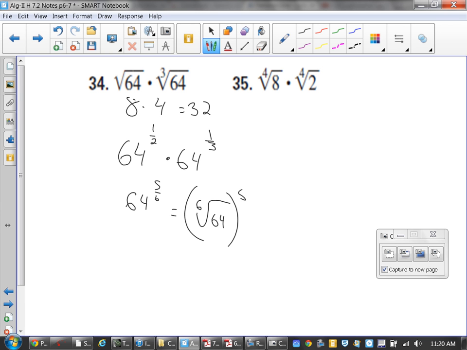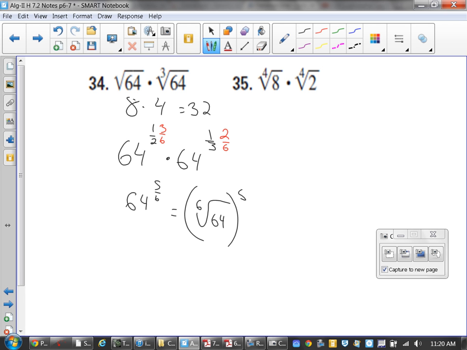Yeah. 32 is 2 to the 5th power times 2, so what's 64, the 6th root of 64? 2. And 2 to the 5th is? It's another way of doing it. How do you get 5/6 together? 1/2 plus 1/3. They are fractions, so it's 3 over 6 and 2 over 6. All right. It's another way of doing it.